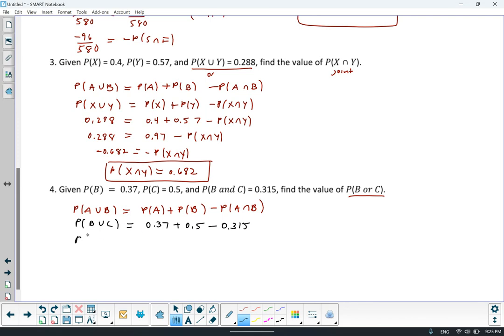Finding the solution to these problems is not so bad as long as you know the formulas. This is fairly straightforward, but again, I can't emphasize enough, know your formulas.